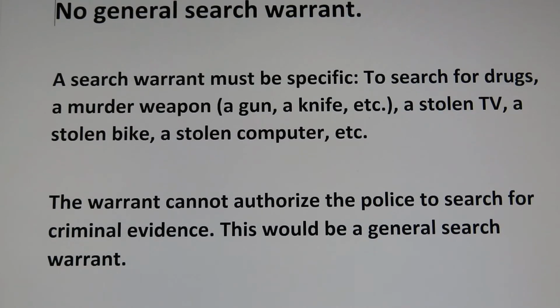For example, the search warrant must indicate where the police are going to conduct this search. For example, the address would be 100 Morris Avenue, and then what are police going to search for? They are going to search for drugs or a murder weapon. For example, it could be a gun, could be a knife, or they are going to search for a stolen TV, or maybe a stolen bicycle, or maybe a stolen computer, stolen iPhone. But the warrant must be specific as to what police are going to search for. It cannot be in general, you just go there to search for criminal evidence. So just remember, we have this legal principle, no general search warrant.